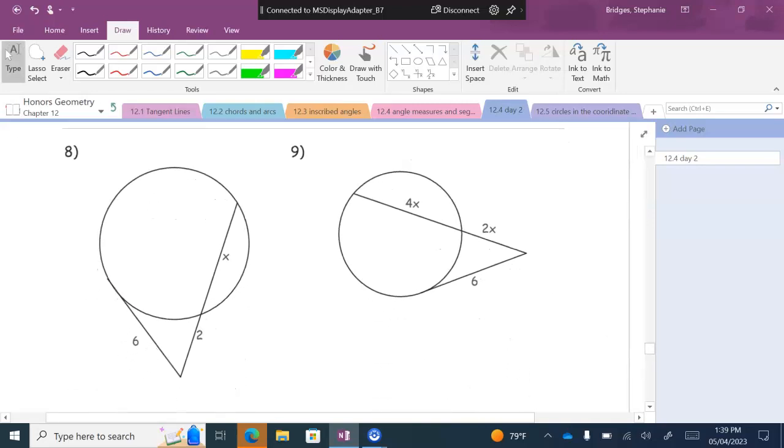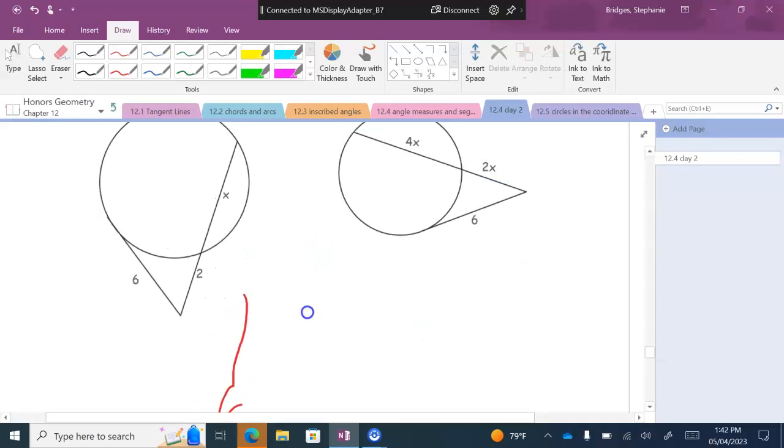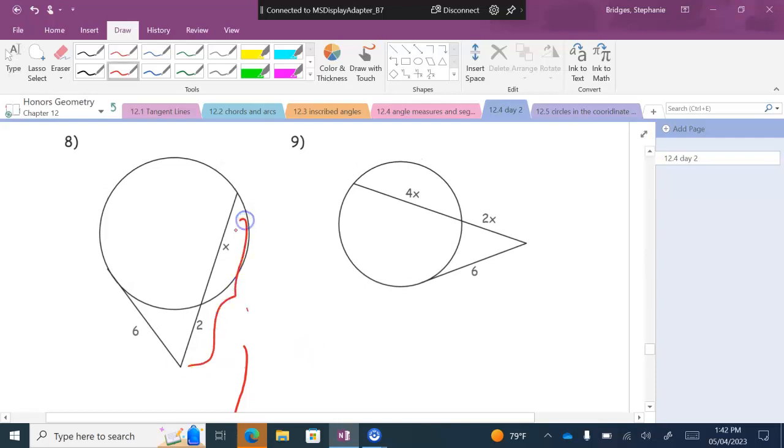All right, try those 2. So if I'm talking about the whole secant, what do we do to those 2 parts to get the whole? You add. How do I do 2 plus x? What does it look like? 2 plus x. Yes, it looks like 2 plus x. So when you have the whole piece, it's 2 plus x, but then you need to multiply that by the outside piece. What's the outside piece? 2, and then that's equal to your tangent, which is 6. And what do we do to that tangent? Square it.